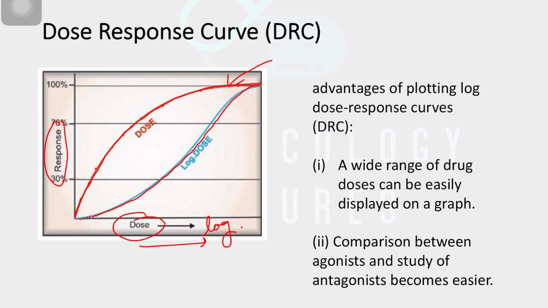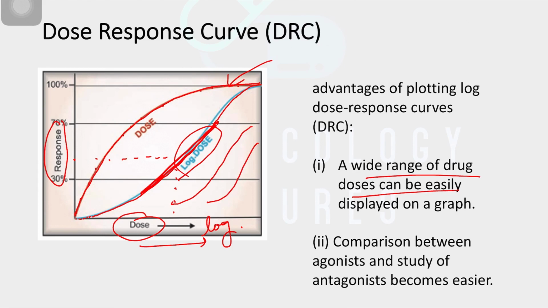So what is the inference, or what are the advantages of this log dose? Wide ranges of doses can be plotted, and second, here the mid portion is quite linear, so we can establish the relationship directly. And third important thing, we can compare these responses of different drugs as well. So that becomes easy to study agonist and antagonist. So these are the advantages of log dose response curve over normal dose response curve.